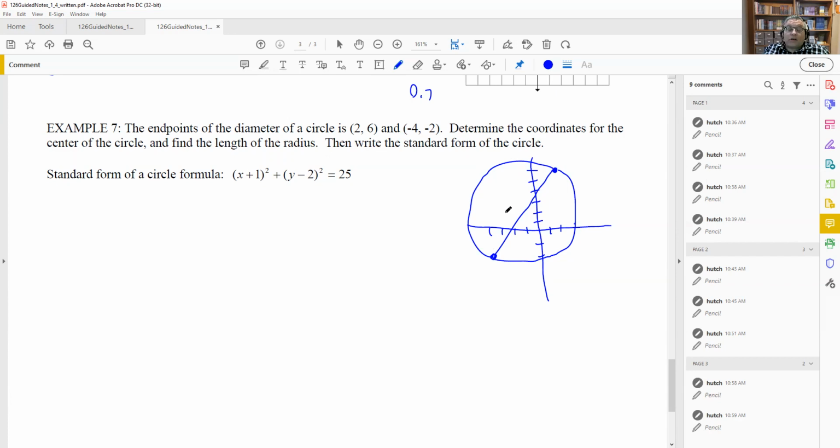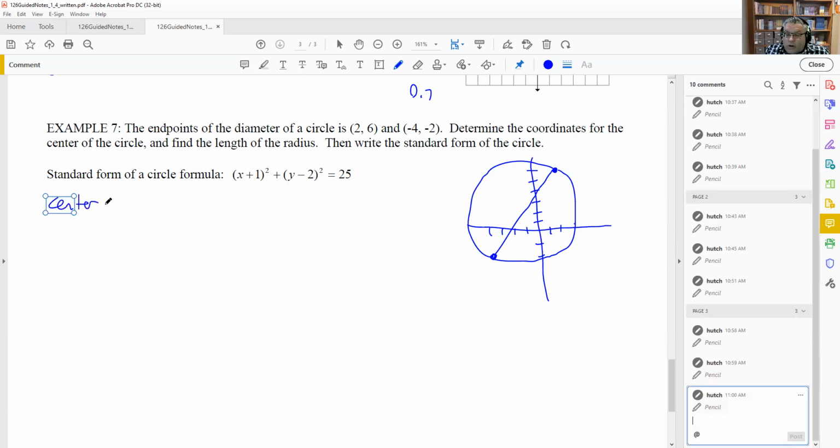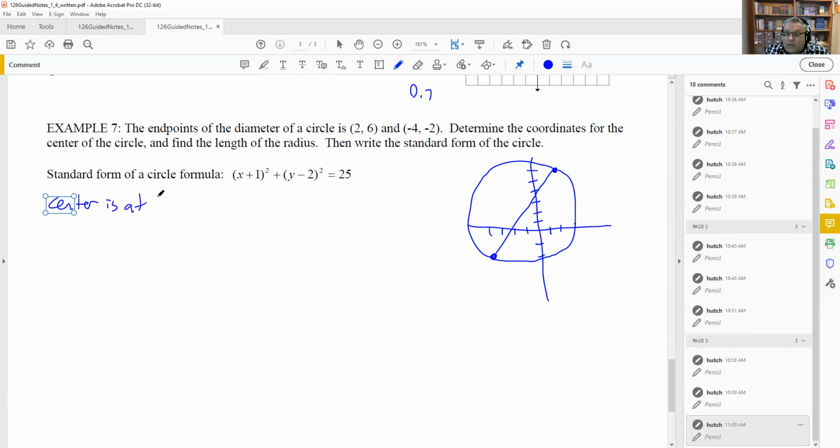If I want to find the center of the circle, it's going to be the midpoint of the diameter. So again, let me write that out. Center is at the midpoint of the diameter. Okay, so that's the basic idea. That's why we had to draw the picture first to get an idea of what's going on.